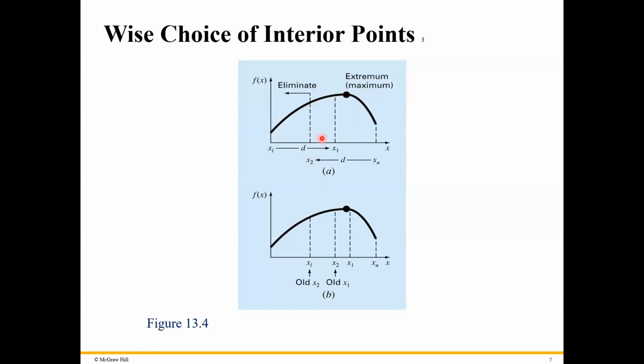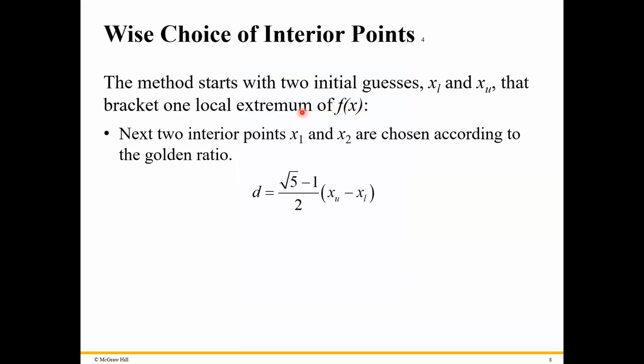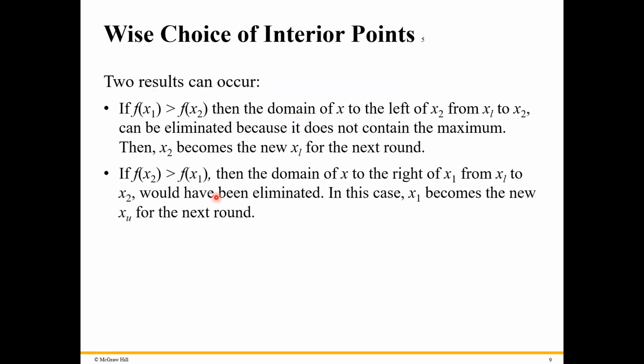On the other hand, if it is opposite, then the area on the right-hand side of x1 will be eliminated. That means if fx2 is greater than fx1, then the domain of x to the right of x1 would have been eliminated. In this case, x1 becomes the new xu for the next round. So in this way, we will determine it.